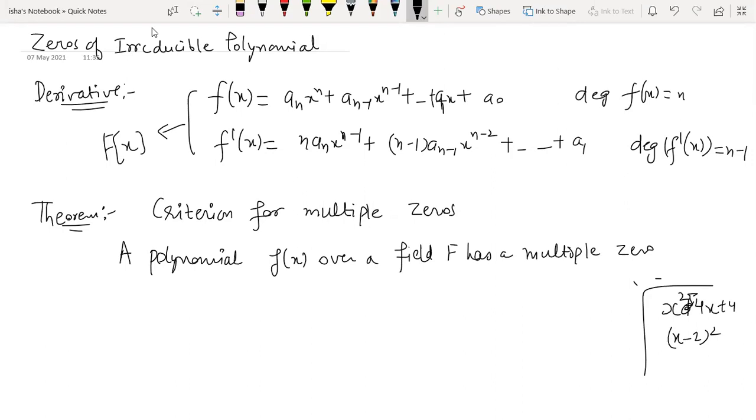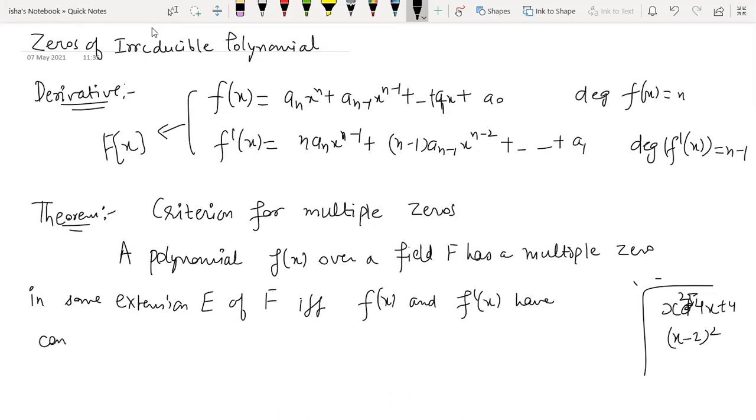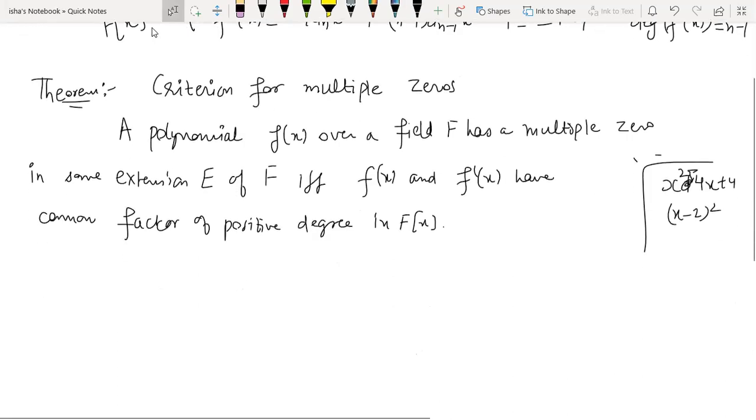A polynomial f(x) over a field F has a multiple 0 in some extension E of F if and only if f(x) and f dash x have a common factor of positive degree in F[x]. So if f and f dash have a common factor, then it is going to be a multiple 0.